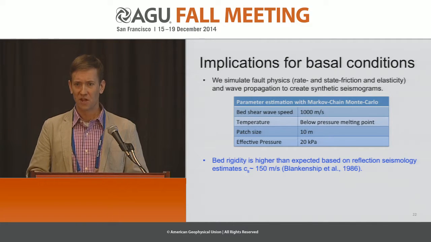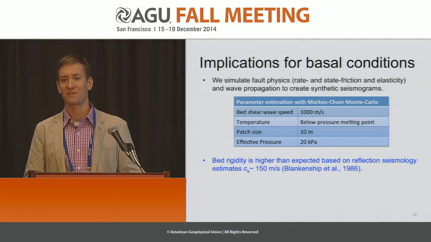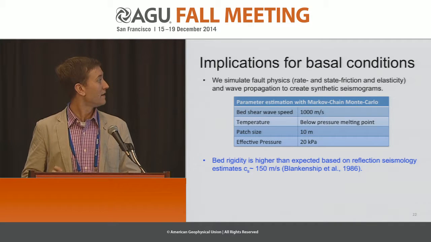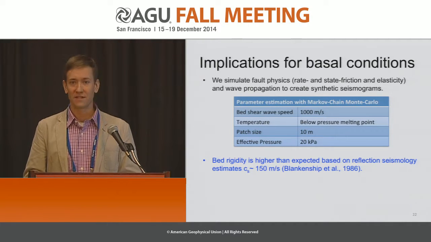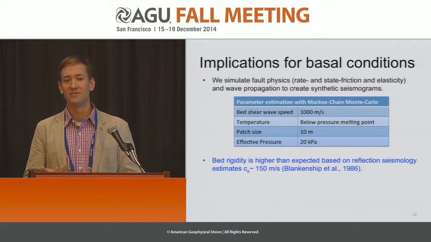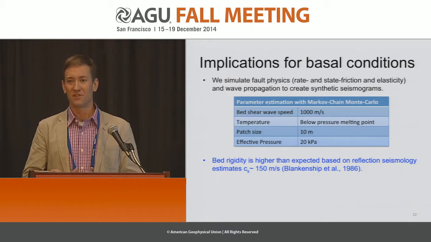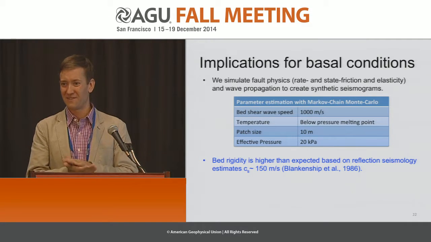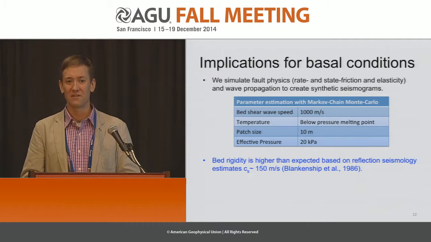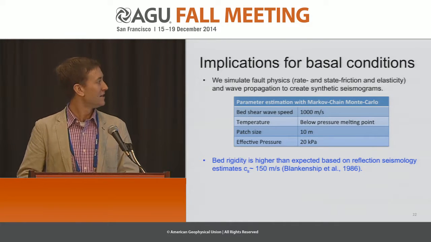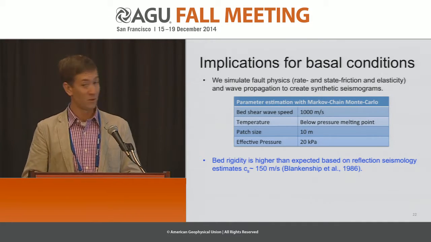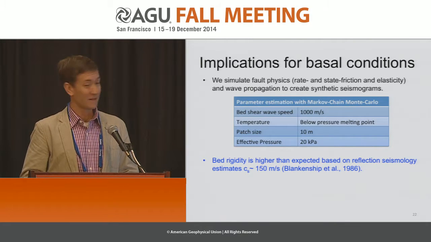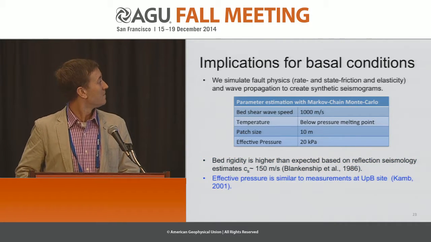To place this in context, I'm used to thinking about these classic works by Richard Alley and Blankenship and these guys from the 80s, where I think about the shear wave speed of till as being like toothpaste or something. It has like a 100 meter per second till wave speed. It turns out this is not toothpaste. It's not moving over something with that low of bed rigidity.